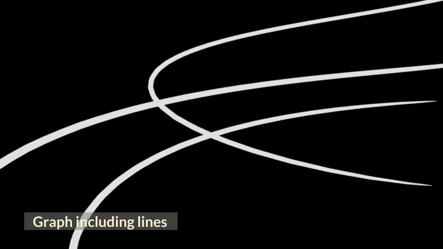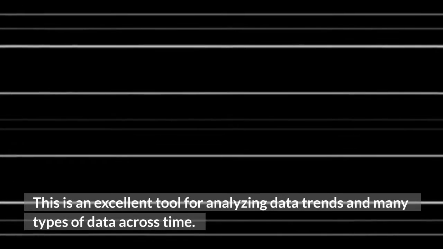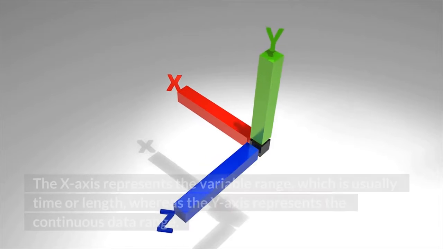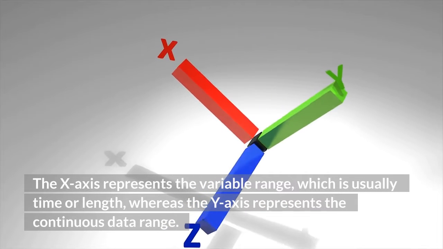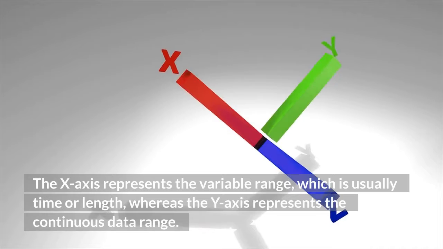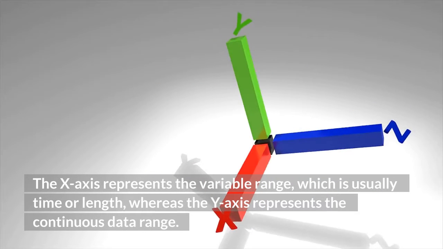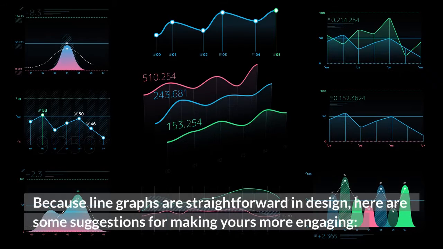Line graph. This is an excellent tool for analyzing data trends and many types of data across time. The x-axis represents the variable range, which is usually time or length, whereas the y-axis represents the continuous data range. Because line graphs are straightforward in design, here are some suggestions for making yours more engaging.